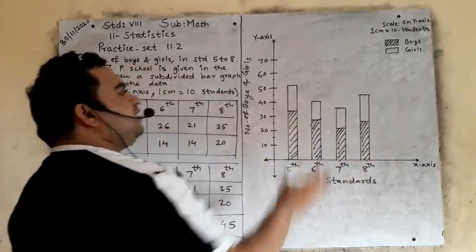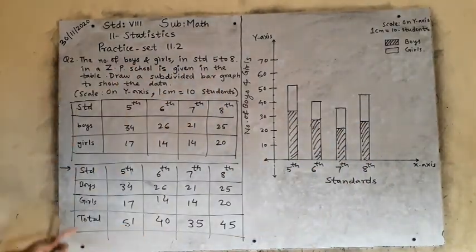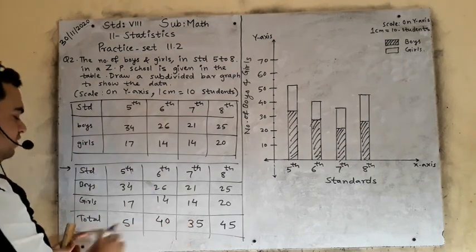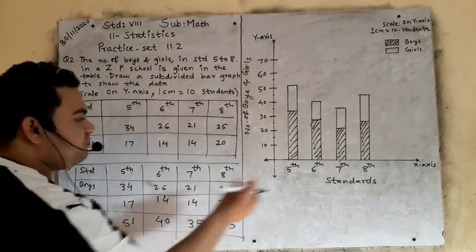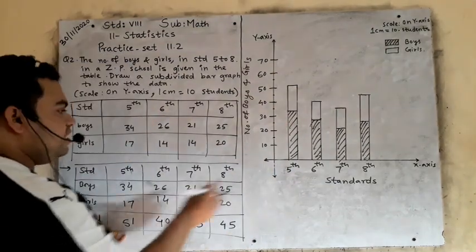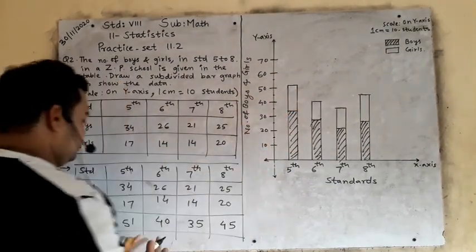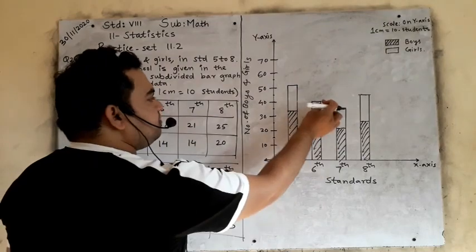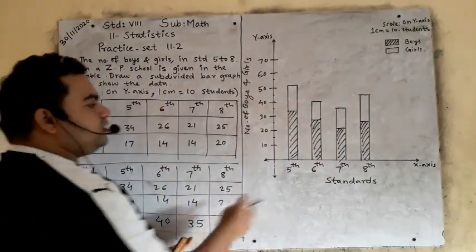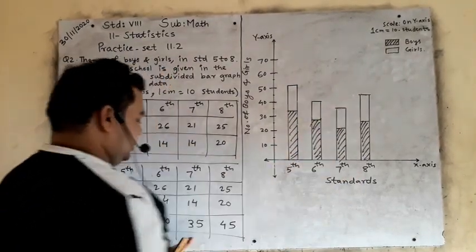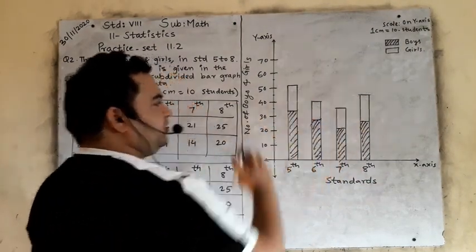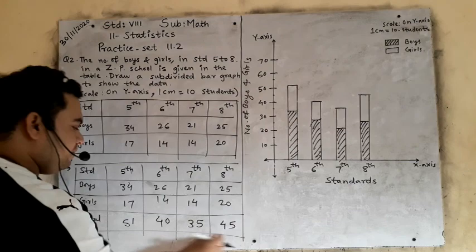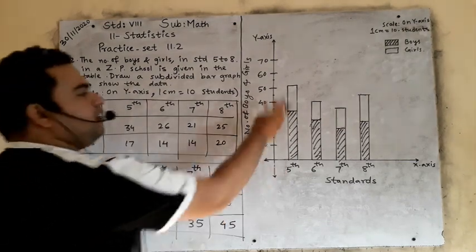The total is given over here. We have to draw. First we will copy the table, then increase one row, that is the total. For that total number we will draw the bar. See, 51, so we will draw the first bar till 51. 40, we will draw the second bar till 40. 35 total, so we will draw the third bar till 35. For 45 we will draw the fourth bar till 45. This total number of students is what we draw the bar for.